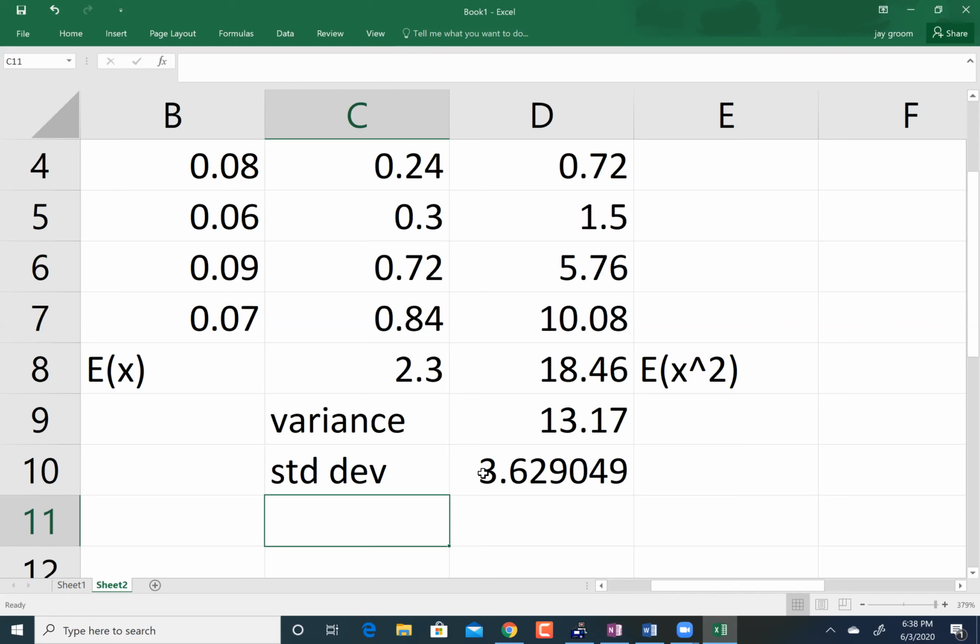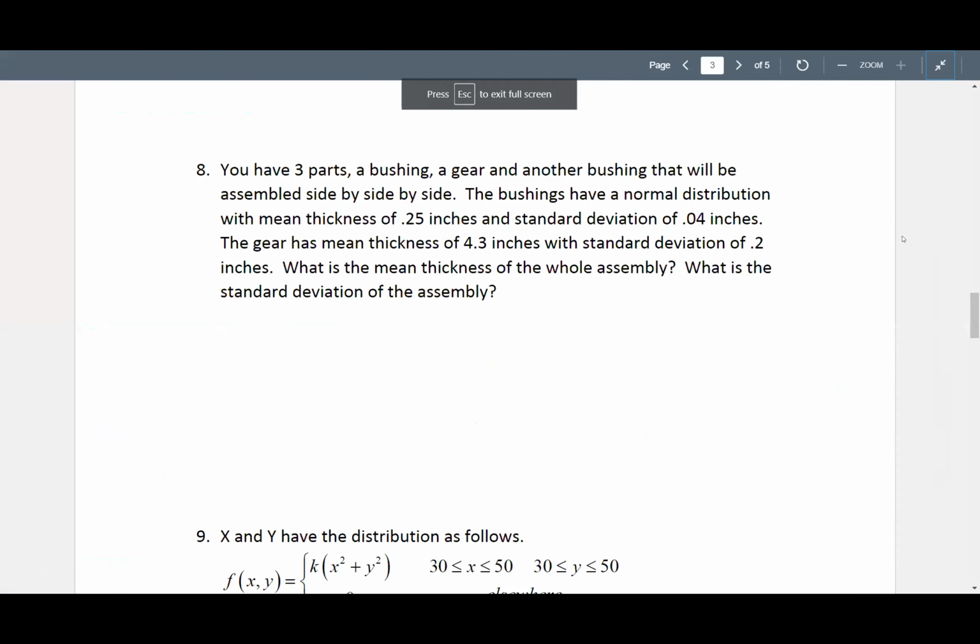Nice. Hey, so on the test on number 8, if you're not seeing this, I'll pop it up for you. Love this question or questions like this, because this is stuff that you will run into in your walk with statistics. You have 3 parts, a bushing, a gear, and another bushing that will be assembled side by side. The bushings have a normal distribution of 1/4 of an inch thickness, standard deviation of 0.04, and the gear has a mean thickness and standard deviation. What is the mean thickness of the whole assembly?